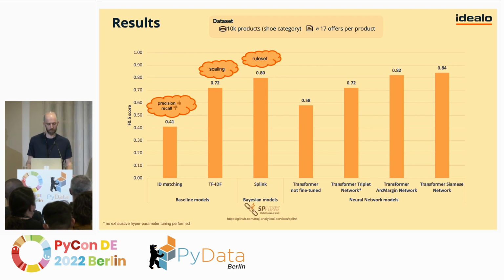So it performed also quite well. We had an F0.5 score of 0.8. Here, one of the downsides was that in order to have reasonable training times, even on a pretty large Spark cluster, you need to maintain a pretty large set of rules, especially blocking rules, to basically reduce the search space.